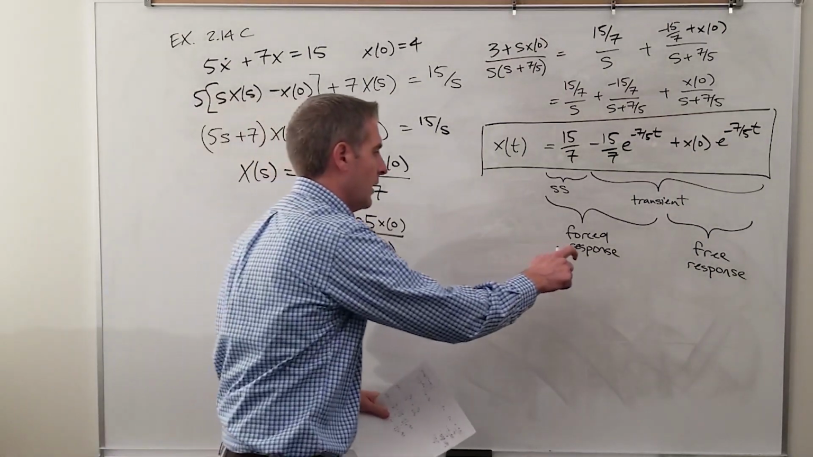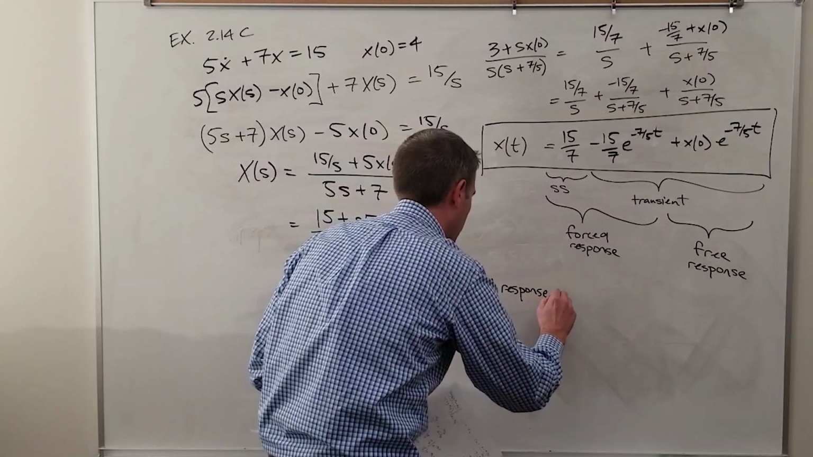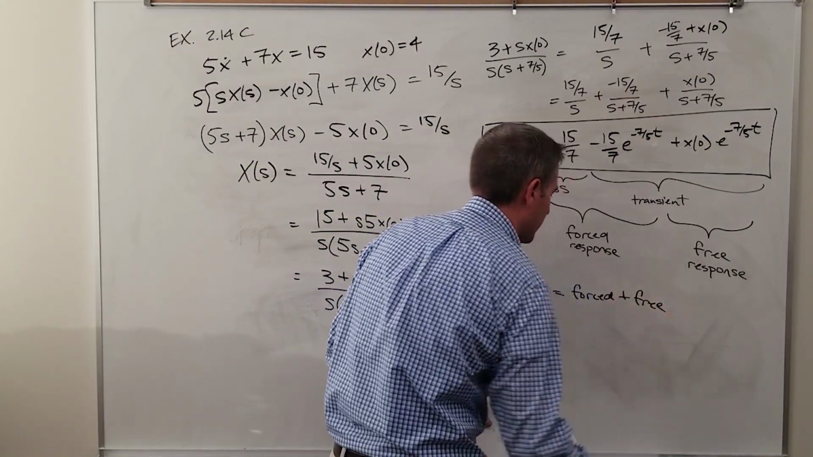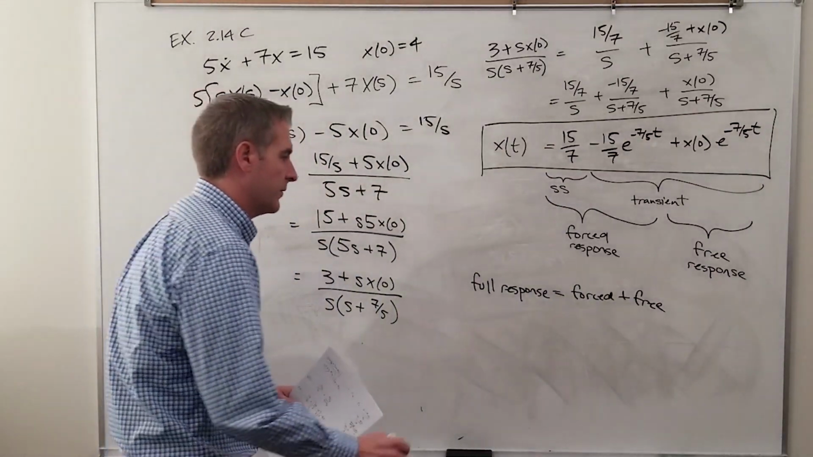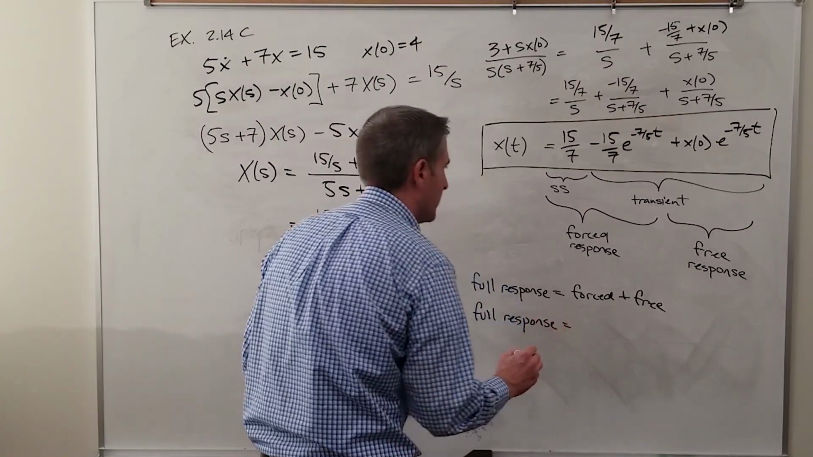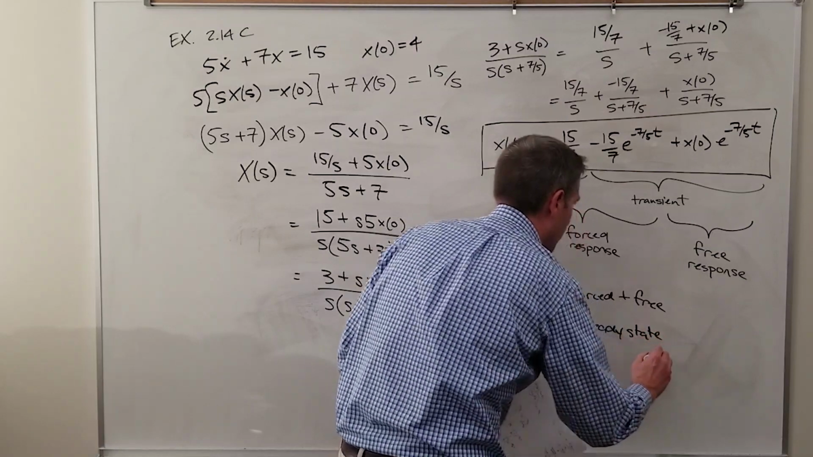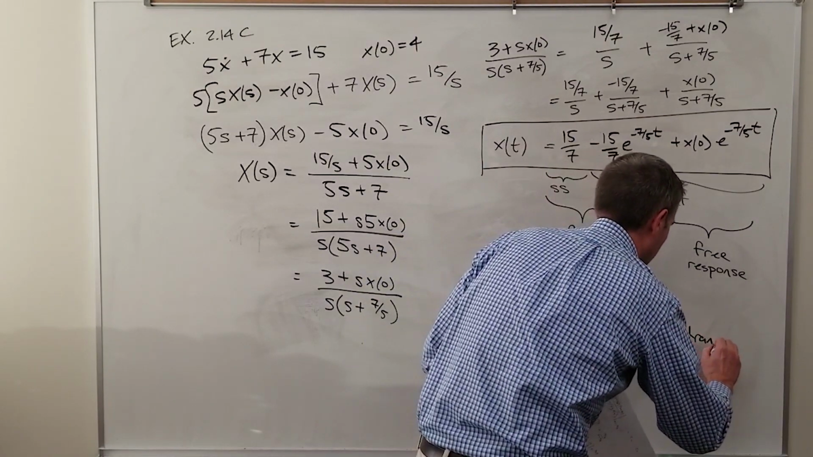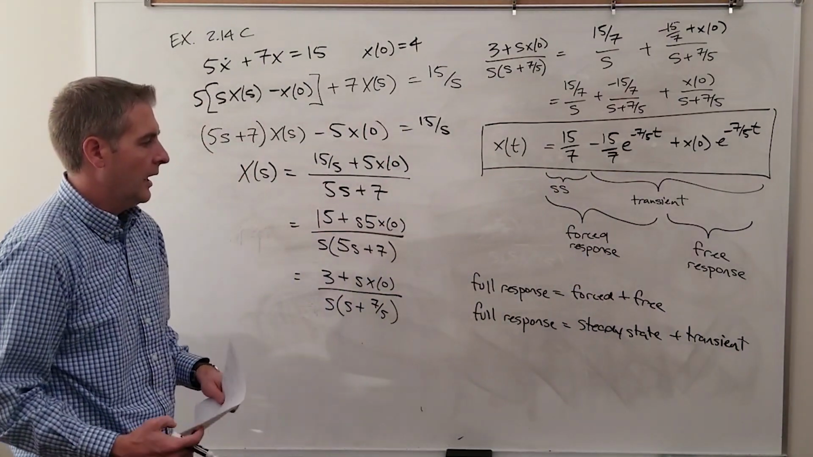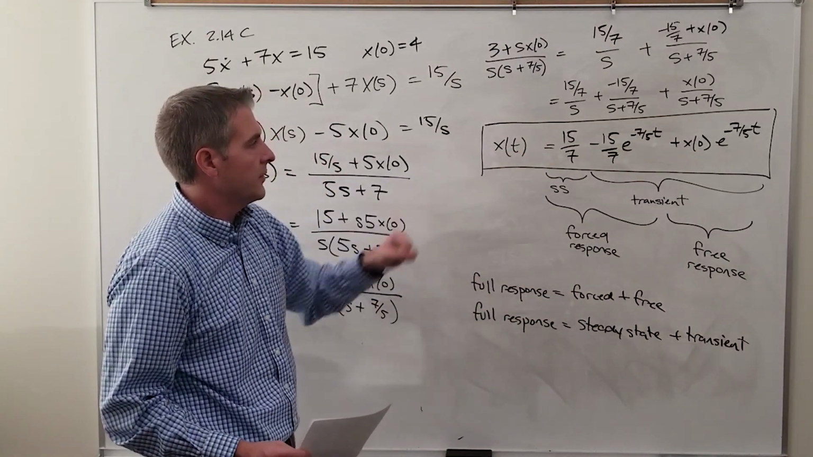So as a result then, you can get the full response is equal to forced plus free. And likewise, the full response is equal to the steady state response plus the transient response. Each one of these will help you identify if you've got the solution correct or not.